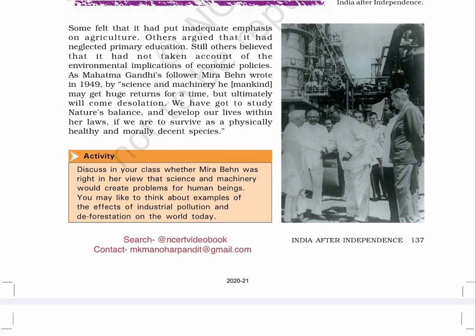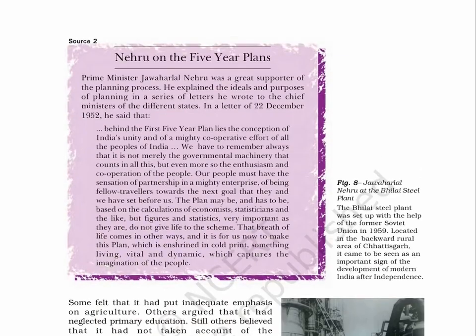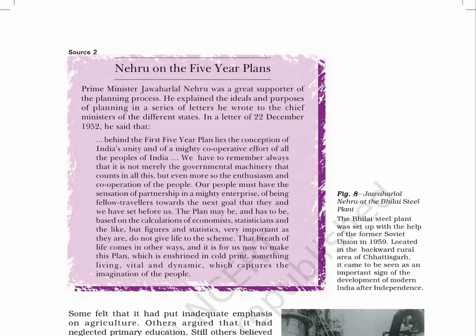Source 2. Nehru on the 5-year plans. Prime Minister Jawaharlal Nehru was a great supporter of the planning process. He explained the ideals and purposes of planning in a series of letters he wrote to the chief ministers of the different states. In a letter of 22nd December 1952, he said that behind the first 5-year plan lies the conception of India's unity and of a mighty cooperative effort of all the peoples of India.